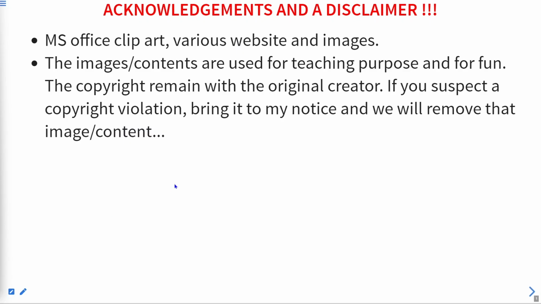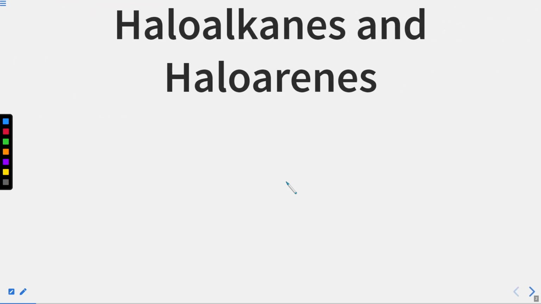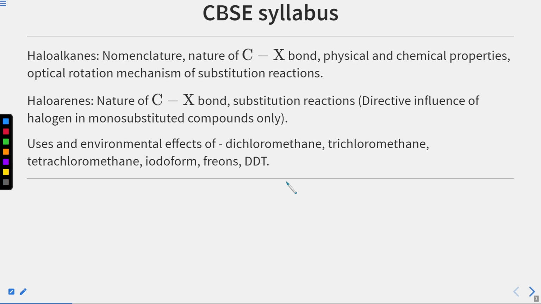So today is the 10th lecture of the chapter Haloalkane and Haloarene. We have covered up till haloarene preparation and all. Today we will see some commercial products of these haloalkanes and haloarenes which are used in our day-to-day life. If you look at the syllabus here, basically we have covered up till this part, that is haloarenes and directive influence of the halogen in monosubstituted compound.